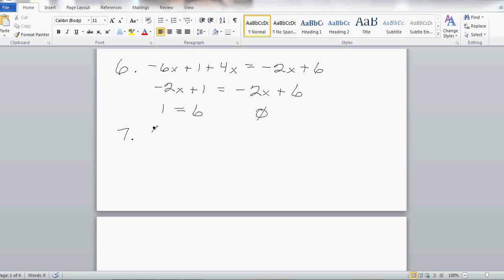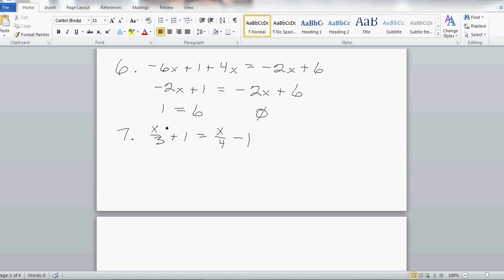Number 7 is x over 3 plus 1 equals x over 4 minus 1. Now here, since we have fractions and there's no variable in the denominators, what we really want to do is get rid of those first thing. How do we get rid of them? We get rid of them by multiplying by the least common denominator, which is 12.